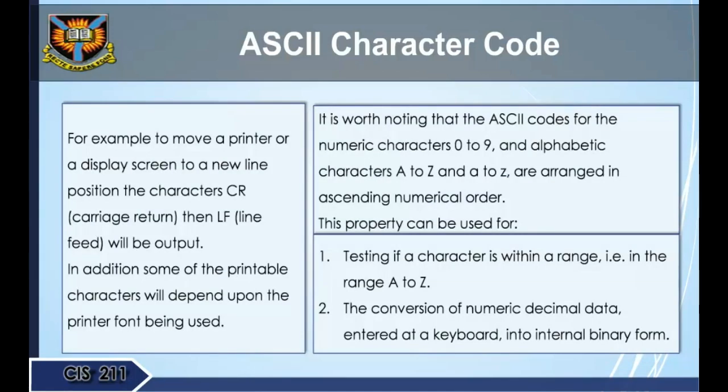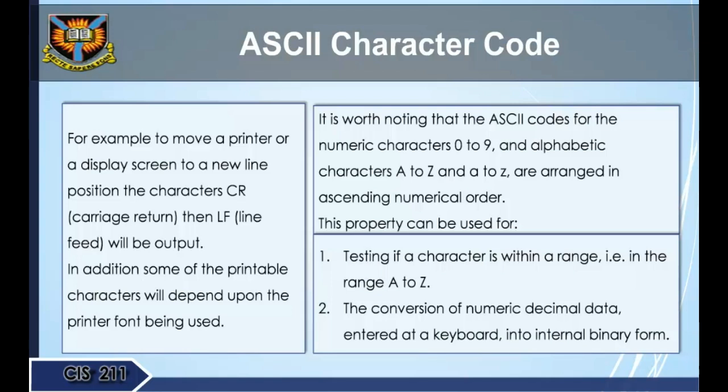For example, to move a printer or a display screen to a new line position, the character CR, carriage return, then LF, line feed, will be output. In addition, some of the printable characters will depend upon the printer font being used.